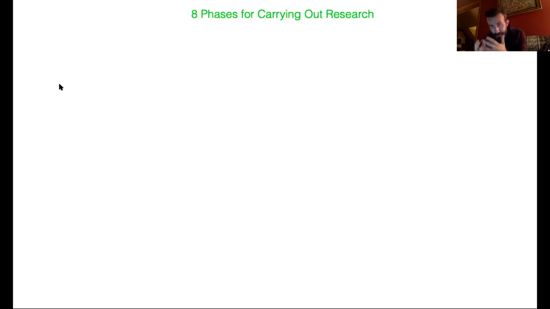Okay, so there's 8 phases, but these 8 phases are split into, forgive me for a moment. I'm going to clear up the wording so that there's no difficulty here. So I apologize for those who have already taken the notes, but I'm going to call this 8 stages or steps for carrying out research. And within these 8 stages, there are 3 phases. Now you can see why I changed the words.